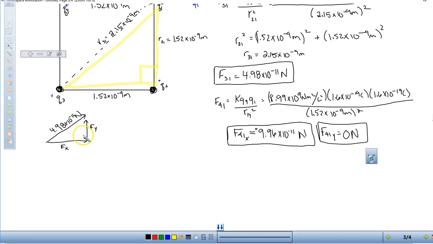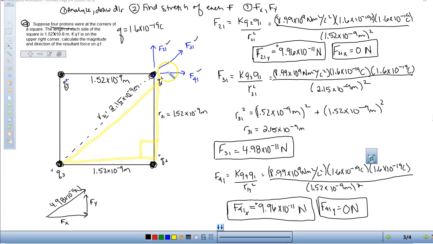When I'm thinking about this, I'm missing an angle right here. So that's another thing I need to find. I don't have it in the problem directly, so that means I need to find it indirectly. What I know about squares is that this is a right angle right here. So that means it's 90. If I cut it in half, that means this must be 45. So I'm using the geometry of the square to help me find the angle. So this is going to be 45 degrees.